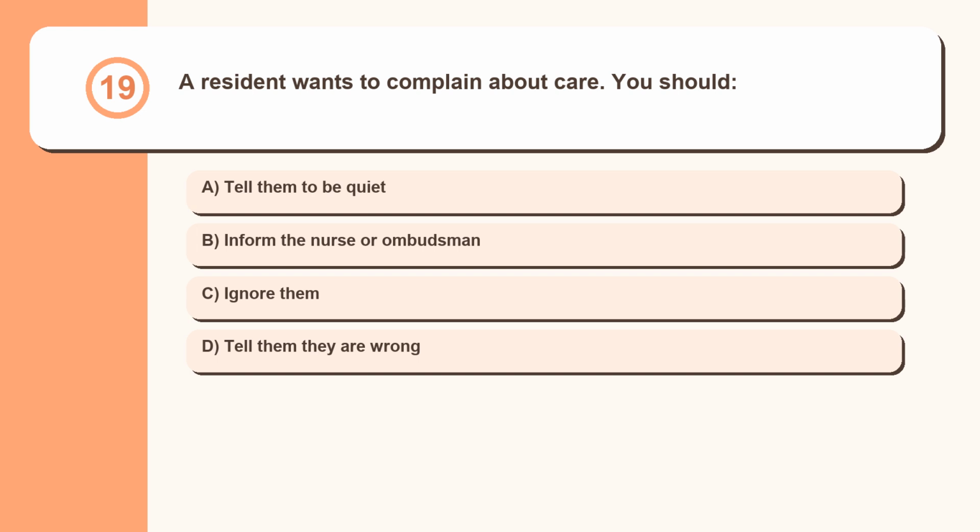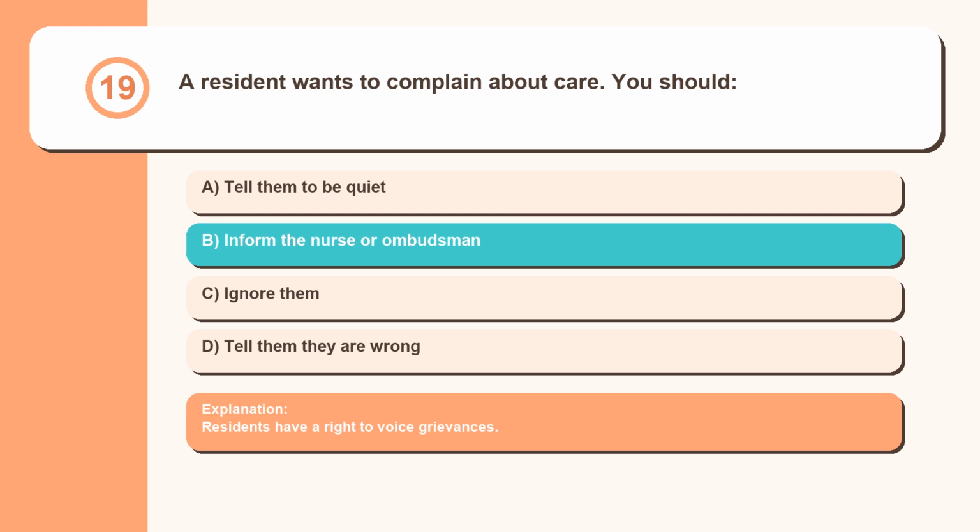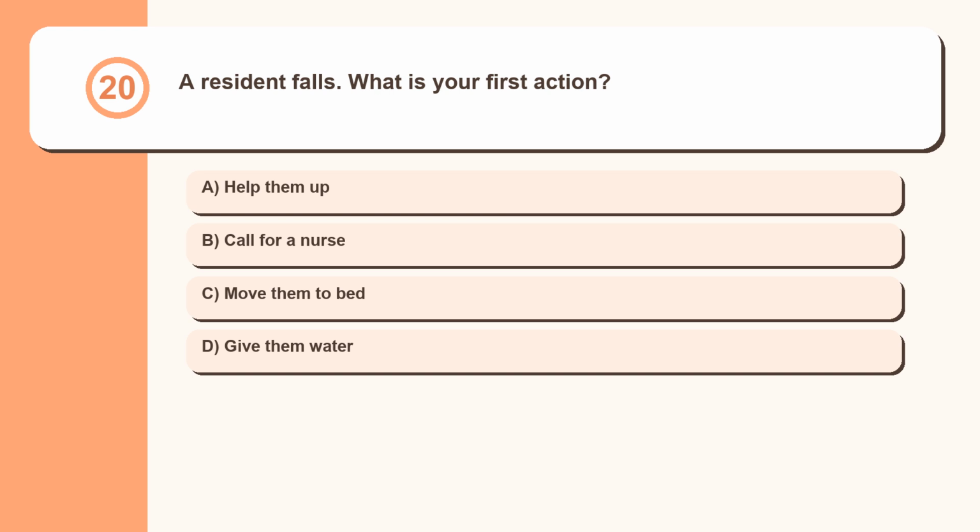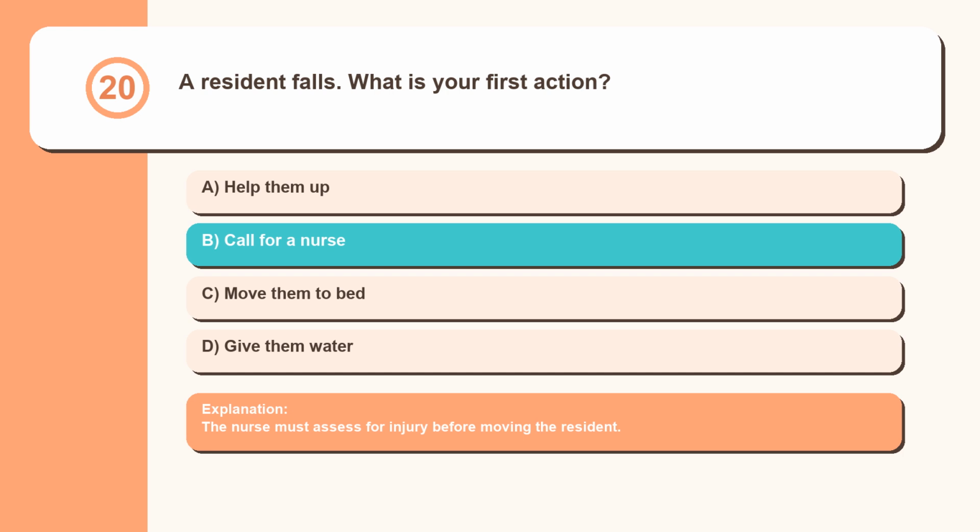Question 19. A resident wants to complain about care. You should tell them to be quiet. Inform the nurse or ombudsman. Ignore them. Tell them they are wrong. Residents have a right to voice grievances. Question 20. A resident falls. What is your first action? Help them up. Call for a nurse. Move them to bed. Give them water. The nurse must assess for injury before moving the resident.